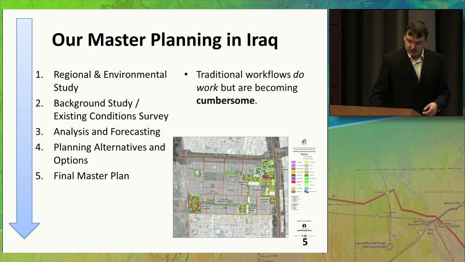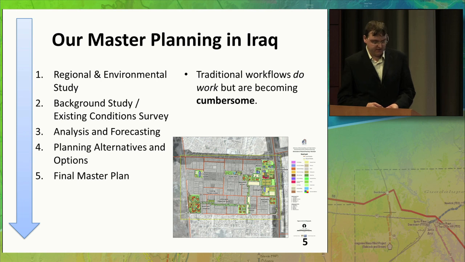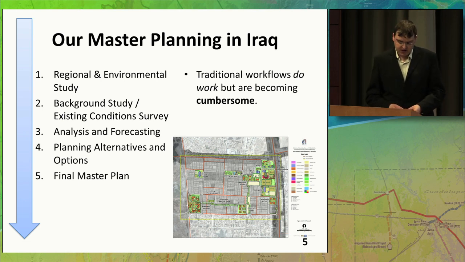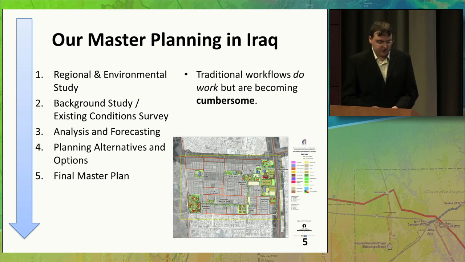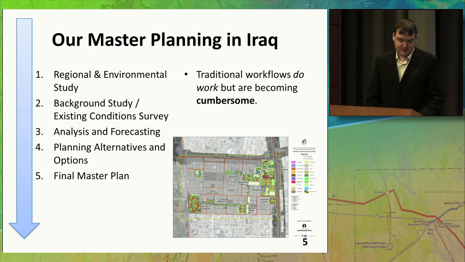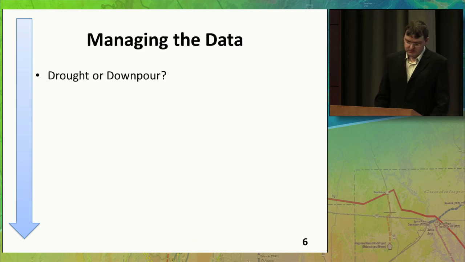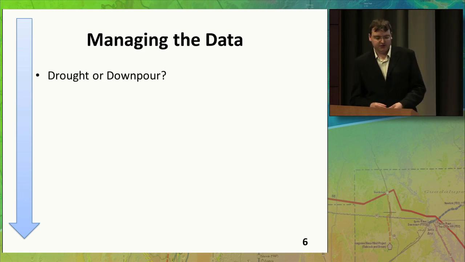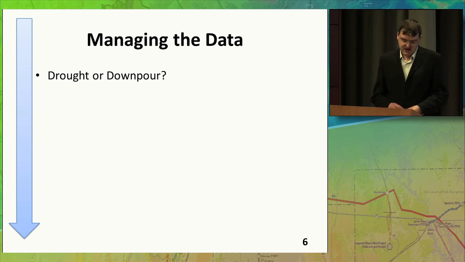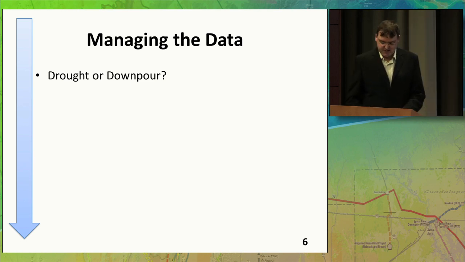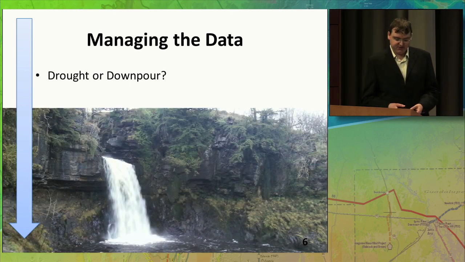Our traditional workflows do work, but increasingly they are buckling under the weight of information we now have at our fingertips, thanks to the power of technology and, of course, GIS, as well as changing attitudes to data ownership. So, sometimes the amount of incoming data for a project feels a bit like this. At the beginning of a project, there may be drought, but that quickly gives way to a torrent.